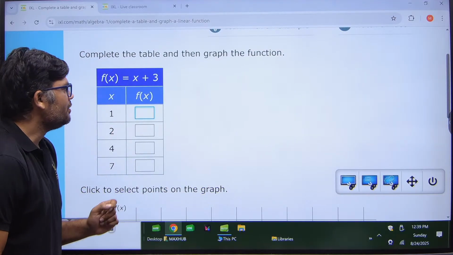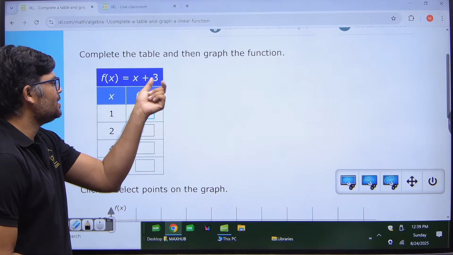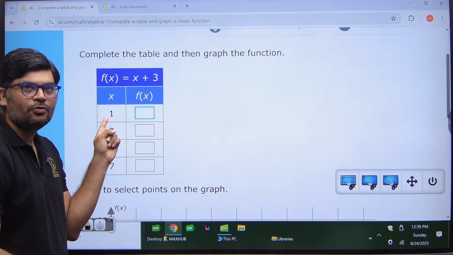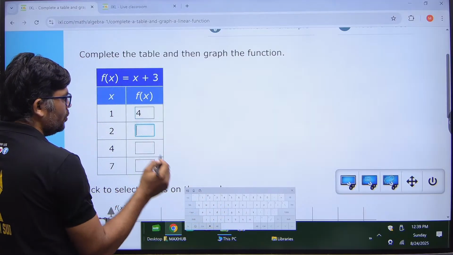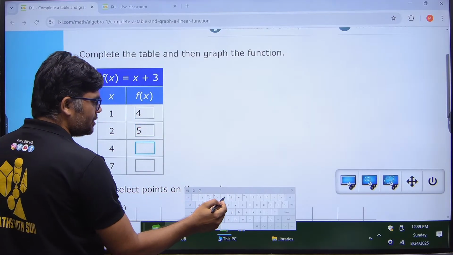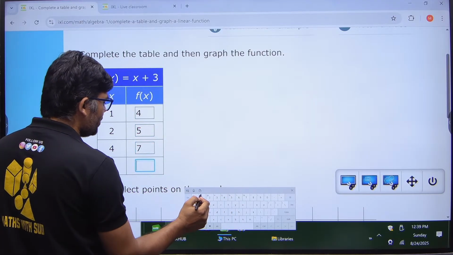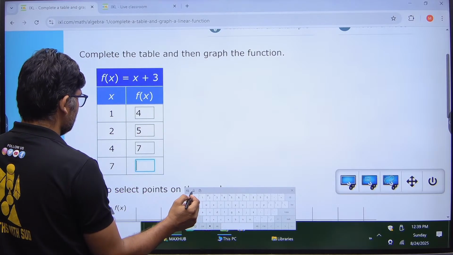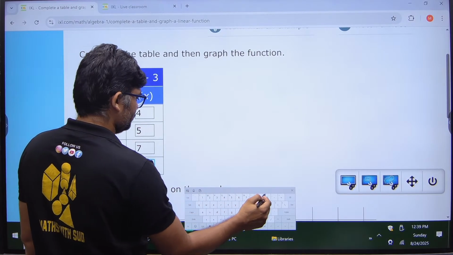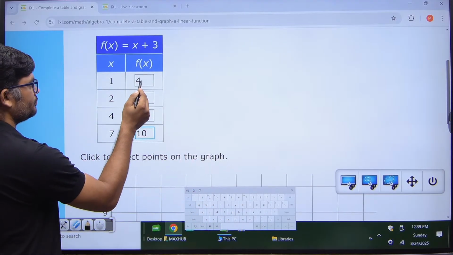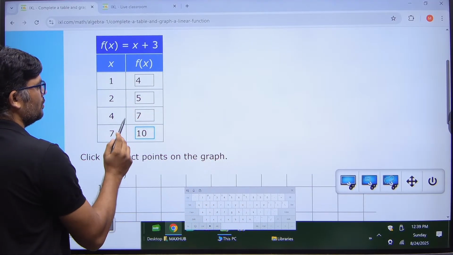So what is a function? The function is saying you add x plus 3, which means whatever number is given to you, you have to add 3 to it. So 1 plus 3 is how much? 4. 2 plus 3 is how much? 5. 4 plus 3 is how much? 7. 7 plus 3 is how much? 10. Alright? Any doubt? No, sir.